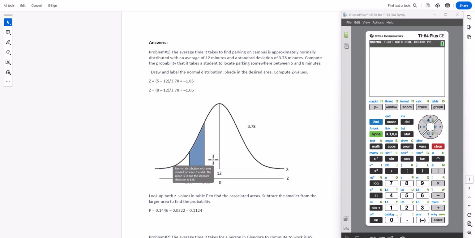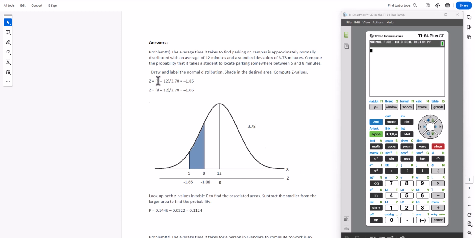Now, when we're looking for a probability using the normal distribution, the areas represent the probabilities. So we have to draw this area between 5 and 8, and this area represents the probability we're looking for. Since we're working with a normal distribution, we need to convert the values to z-values so we can use table E to look up the final area.